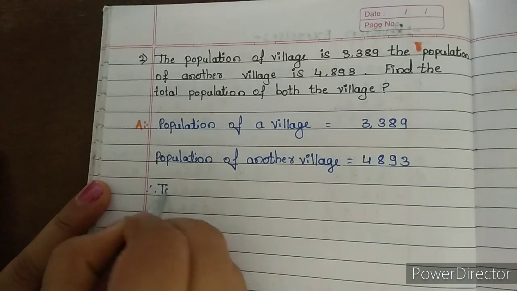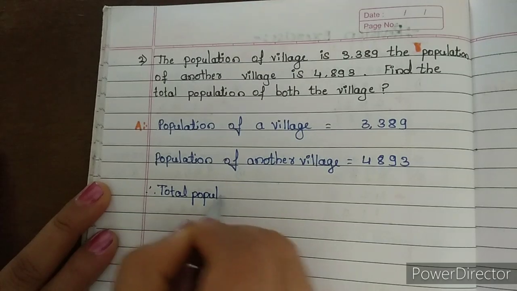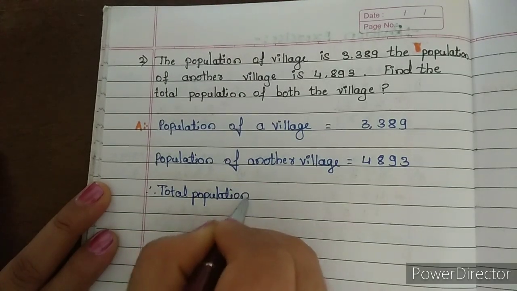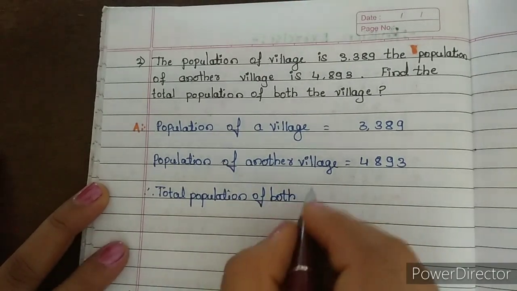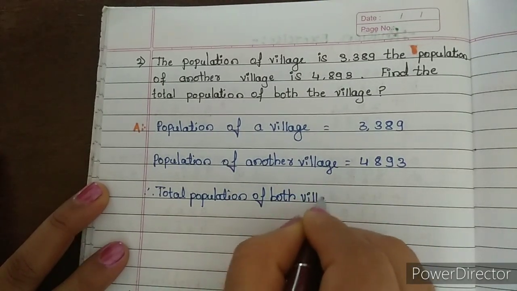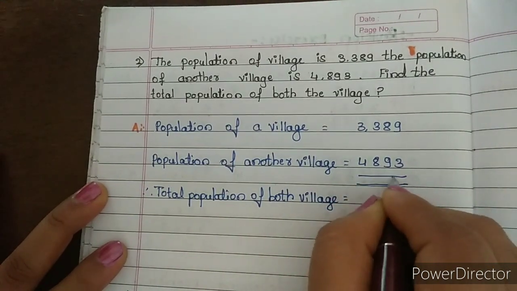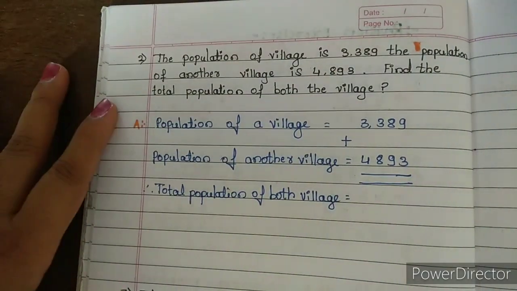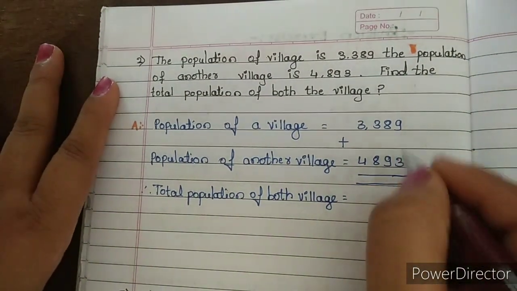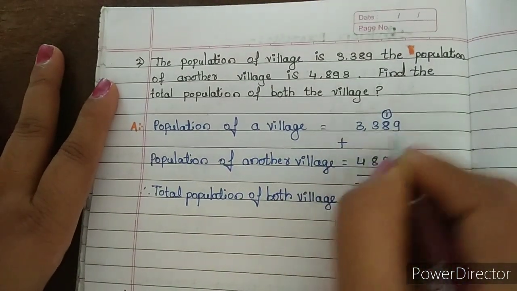Therefore total population of both the villages is equal to. Now we should find out the total population of both the villages. 9 plus 3 is 12. Carry 1. 8 plus 1 is 9.